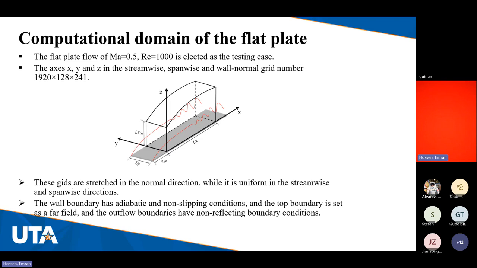1920 times 128 and 241. These grids are stretched in the normal direction, while they are uniform in the streamwise and spanwise directions. The wall boundary has adiabatic and non-slip conditions, the top boundary is set as a far field, and the outflow boundaries have non-reflecting boundary conditions.